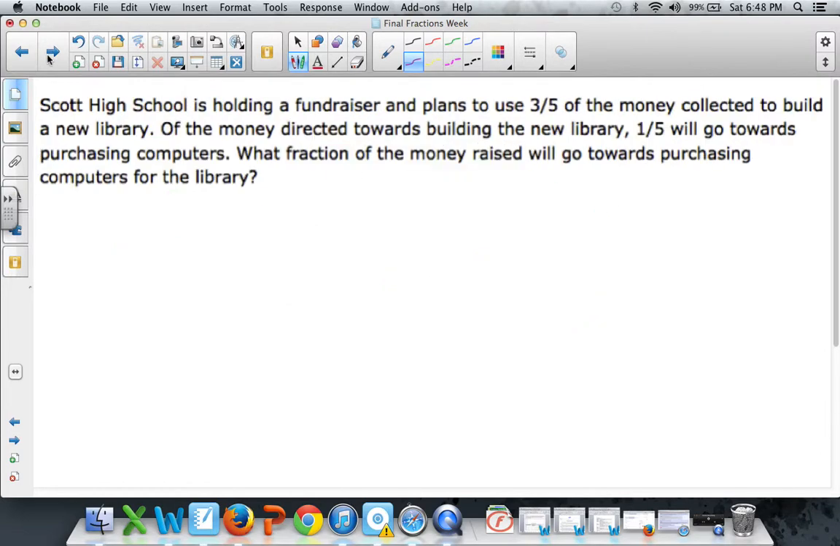Moving on. Another word problem. Scott High School is holding a fundraiser and plans to use 3/5 of the money collected to build a new library. Of the money directed towards building a new library, 1/5 will go towards purchasing computers. What fraction of the money raised will go towards purchasing computers for a library? So they've collected 3/5. They're letting you know that 3/5 of the money is going to the library, but only 1/5 of that 3/5 is going to be for computers.